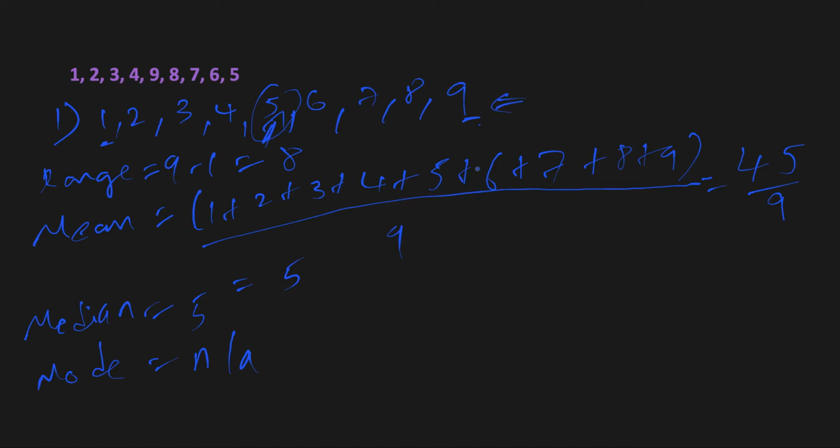And that's okay. Sometimes we'll come across data sets where the numbers won't appear more than once, and in those cases we do not have a mode. So we'll have a range, mean, and median, but not mode. This is one of those examples.